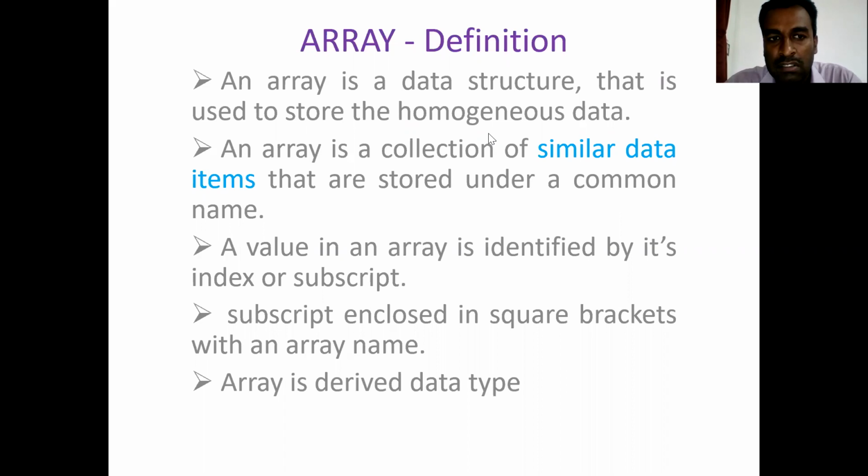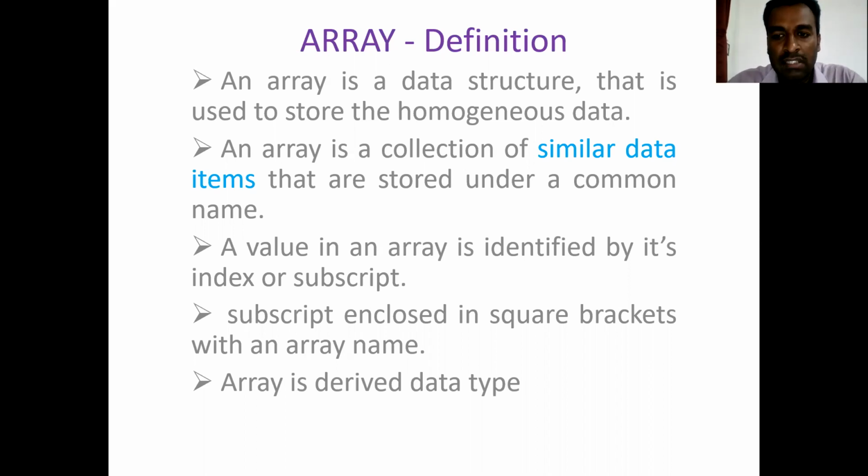An array is a data structure that is used to store homogeneous data. That means a collection of similar data items. For example, when we want to declare the same data type with different variables, that time we go for an array, which is stored under a common name.